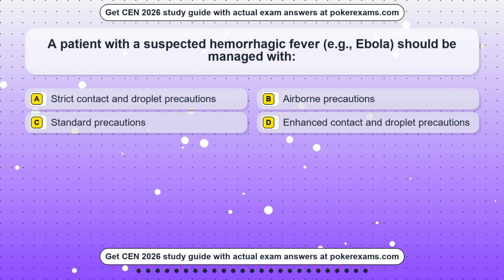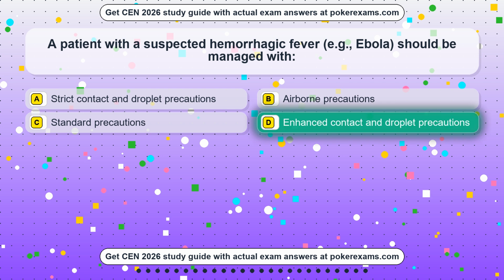Question 18. A patient with a suspected hemorrhagic fever, e.g., Ebola, should be managed with Option A. Strict contact and droplet precautions. Option B. Airborne precautions. Option C. Standard precautions. Option D. Enhanced contact and droplet precautions. The correct answer is option D. Enhanced contact and droplet precautions.